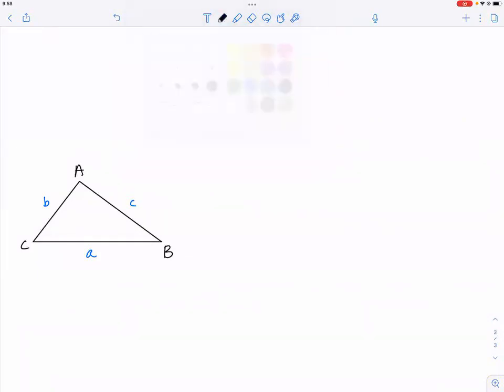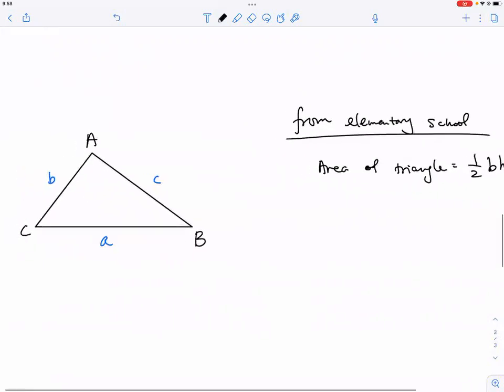Well, let me ask a question. From when did you learn about area of a triangle? Elementary school? So from elementary school, we know the area of a triangle is what? 1/2 base times height, right? So what are we doing here? Now, let's go ahead and label this as your height.